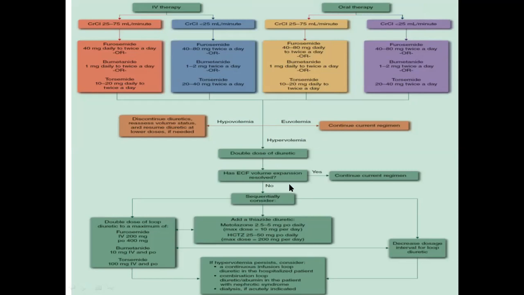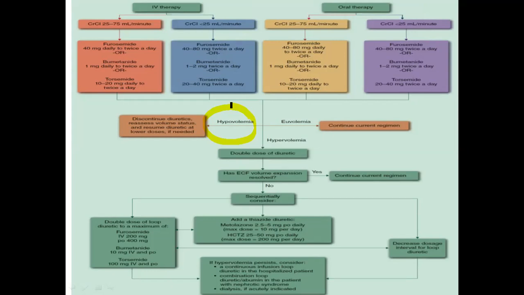Generally speaking, this is the dosing schedule. If the creatinine clearance is very low, less than 25 ml per minute, we can give slightly higher doses of furosemide because the kidney function is almost compromised. After you give IV or oral therapy, the next step is to assess the patient. If the patient is hypovolemic as a result of diuretics, you need to discontinue the diuretics. That is very important. But if the patient is not hypovolemic, you continue the current regimen with monitoring.